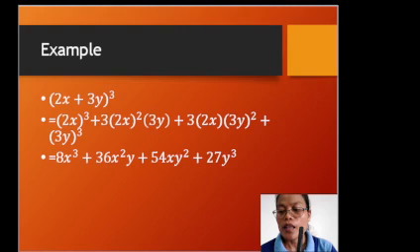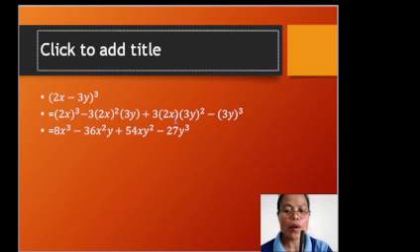Same example with the negative 3y as the last term. We have the same answer, but the signs alternate. We have positive 8x cubed minus 36x squared y plus 54xy squared minus 27y cubed.